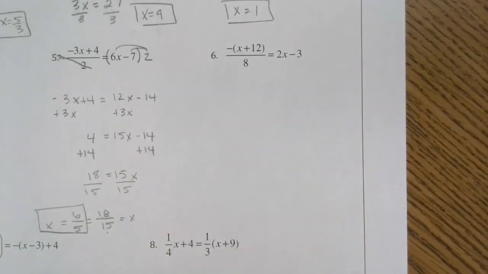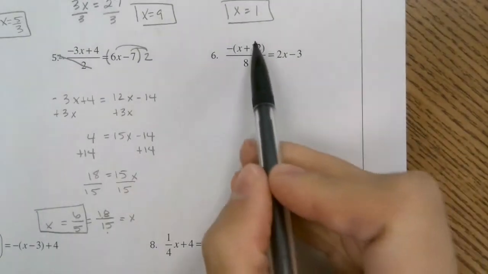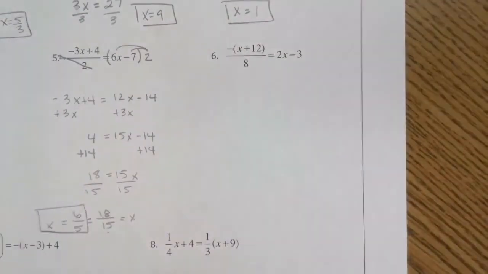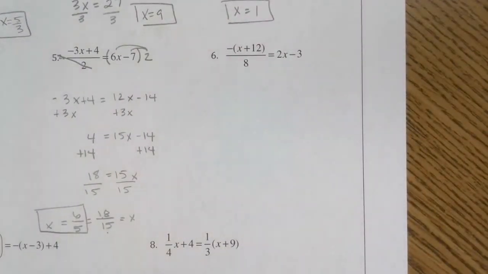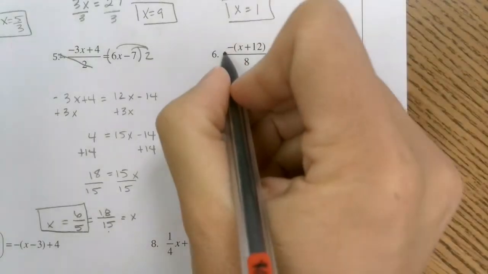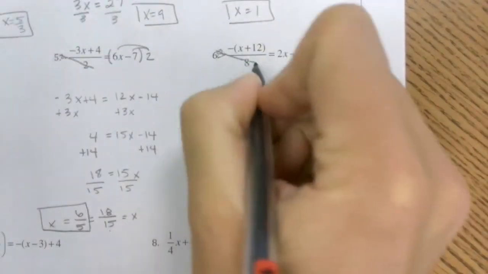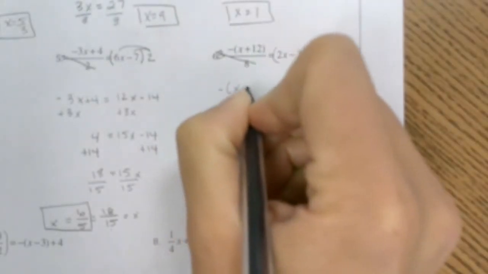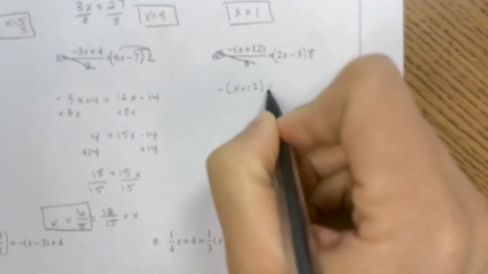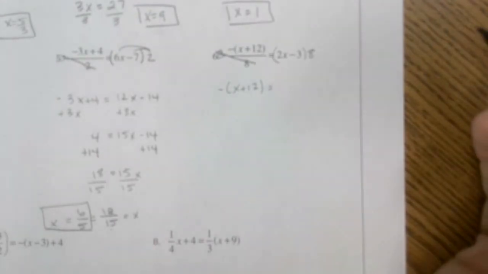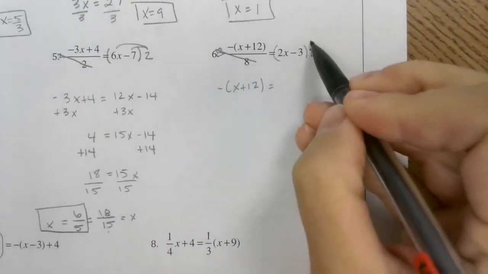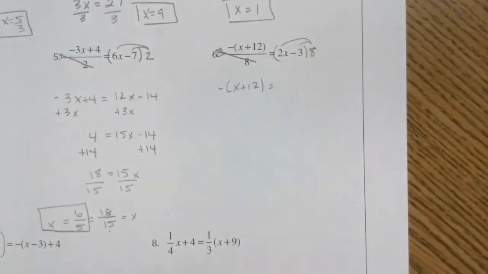All right, let's take a look at number 6. So this one already has that fraction all by itself, so we don't need to do anything. If we were to draw our fraction bubble, there would be nothing else around that fraction. So we can actually go ahead and get rid of the denominator. So we'll multiply both sides by 8. All right, I'm going to distribute my 8 on that right-hand side.